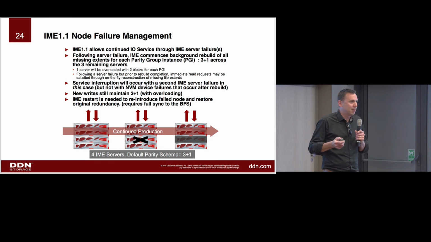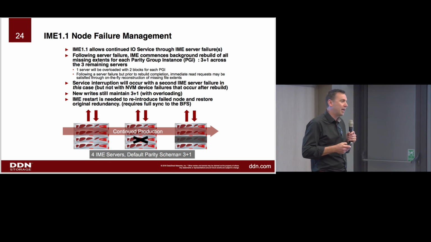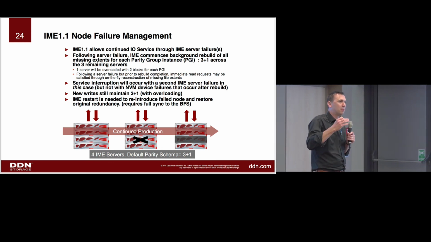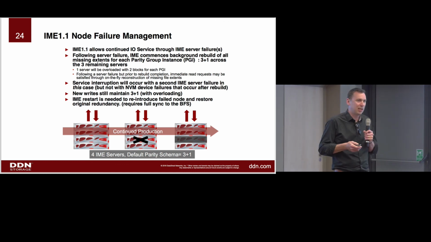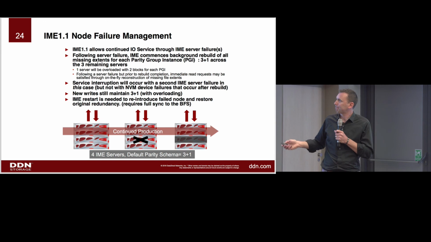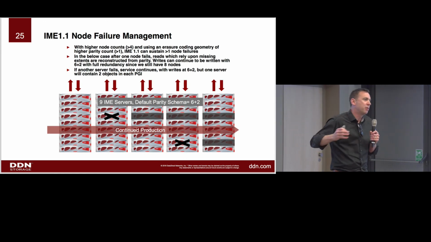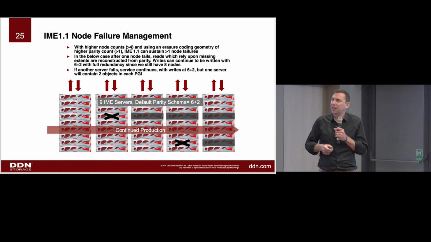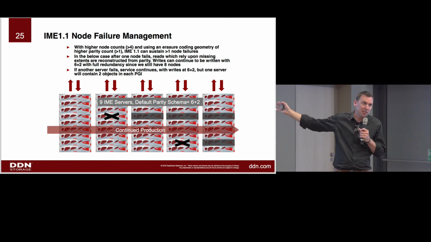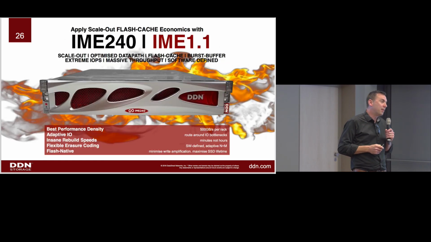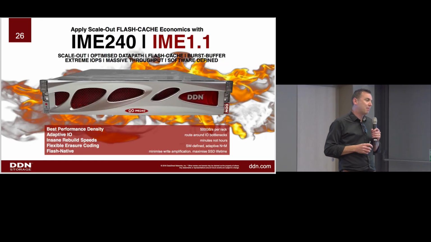The maximum parity level is 3, so 8 plus 3. We're going to step up from what we have with traditional RAID 6, and it's also adaptive and flexible according to the application. There are more complex arrays with more servers, and you can have higher erasure coding levels to cope with more failures than that. So in summary, we've got this IME 240 system delivered with IME 1.1 out in September.